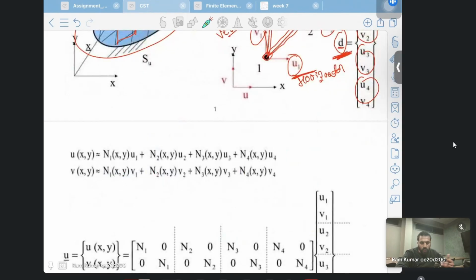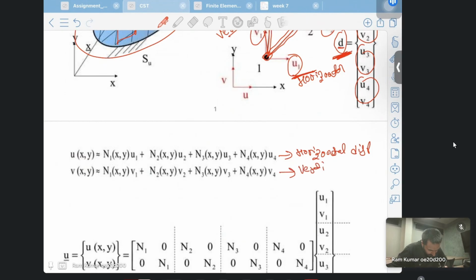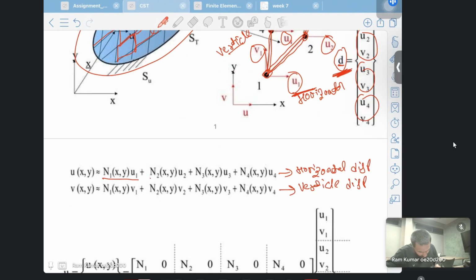Okay, so how are we writing it in general? This is about u. U means horizontal displacement, and v means vertical displacement. Okay, so this is N1 u1, N2 u2, N3 u3, N4 u4, because we have 4 nodes.